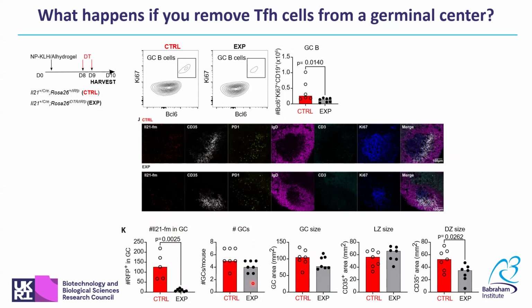But the number of germinal centers in each mouse didn't really change hugely. And the difference in size was not really significant unless you looked particularly at the size of the dark zone. So this is the area where the germinal center B cells are going through that rapid proliferation. And the light zone size was very similar. So it seemed that the dark zone was particularly affected, maybe because there was a proliferative defect when TFH cells were taken away.